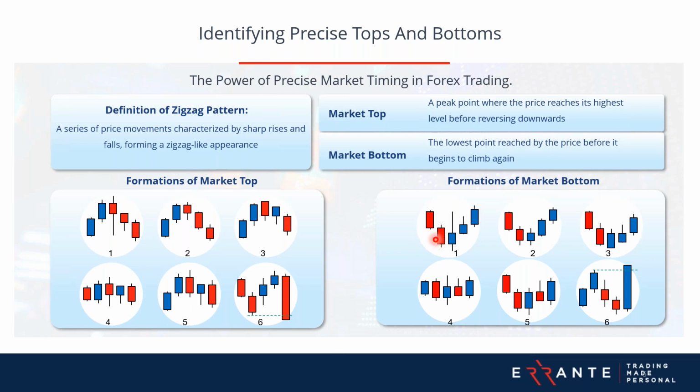As you see here, the first bottom formation shows a single candle with a deep trough followed by a higher low, hinting at a potential uptrend. And the second formation presents two low troughs at a similar level, suggesting a strong support level.